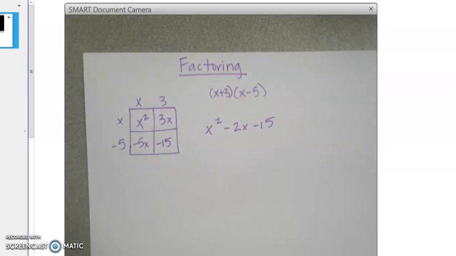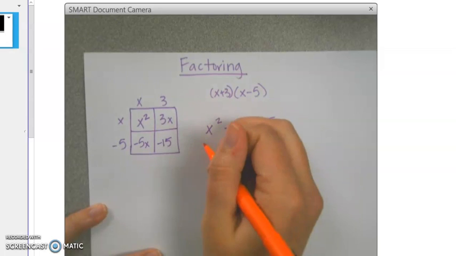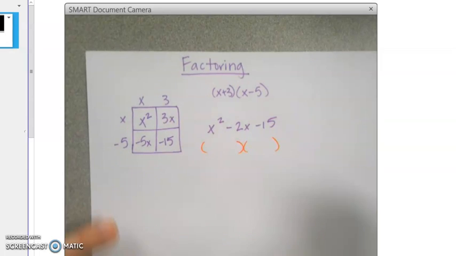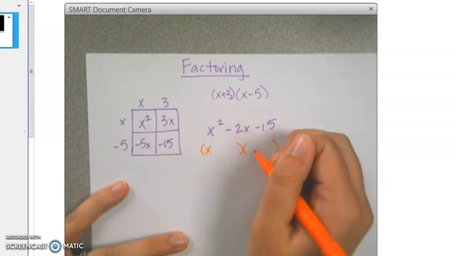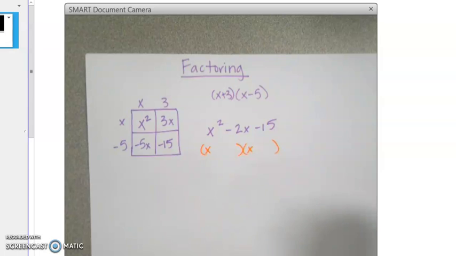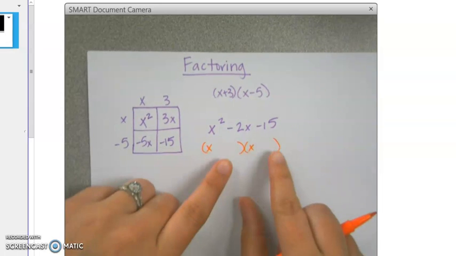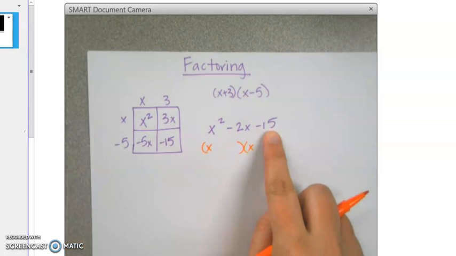So when you're doing x squared minus 2x minus 15, and you're trying to figure out what factors to use, I know that I'm going to have two sets of parentheses every single time, no matter what. I know that in the front of those parentheses, I need x times x, because that has to make x squared. In the back, I need something that's going to multiply to 15.